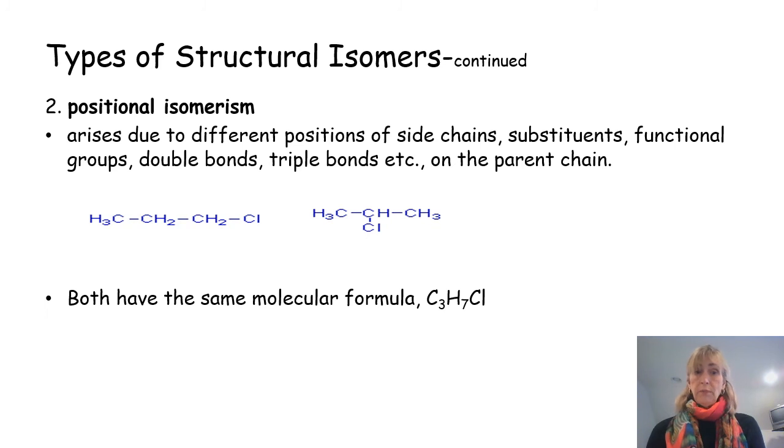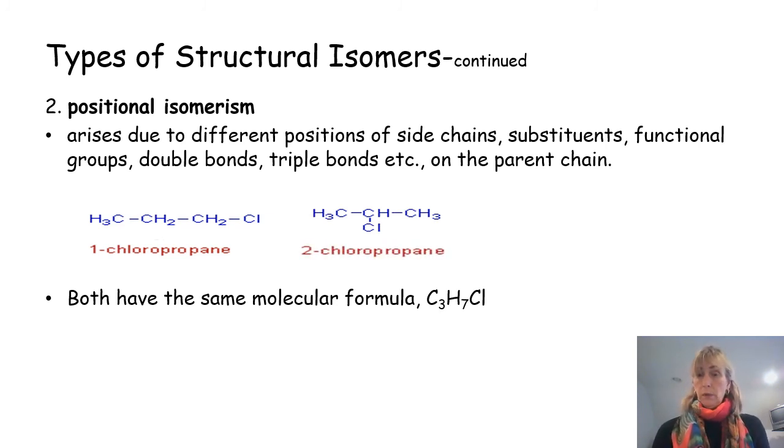If we name them, we have two different names. In this first one, our chlorine is a substituent on the number one carbon, and we call it 1-chloropropane. In our second compound, where's that chlorine? It's not on the first carbon, it's on the second carbon. So this is 2-chloropropane. Different name, different compound.